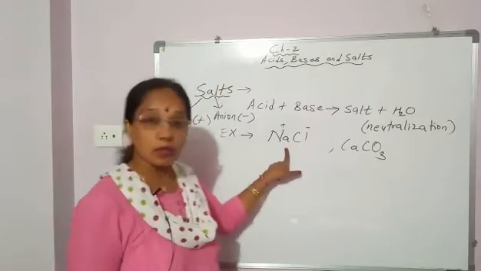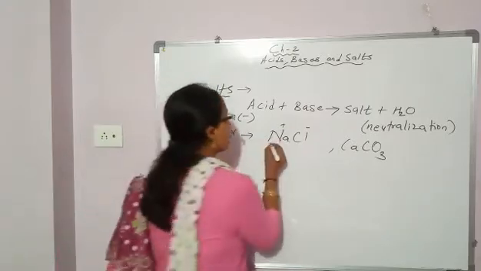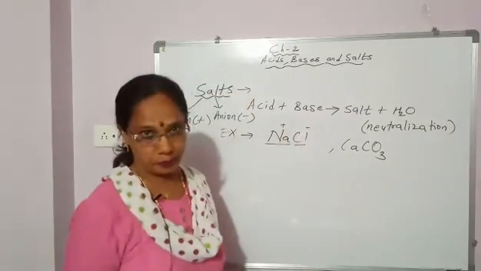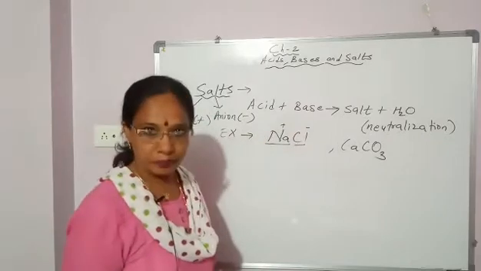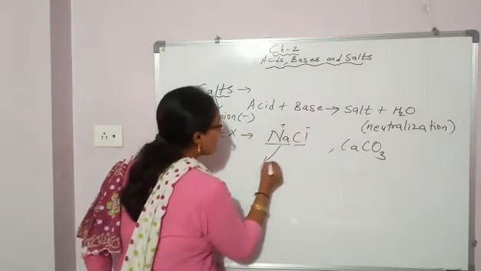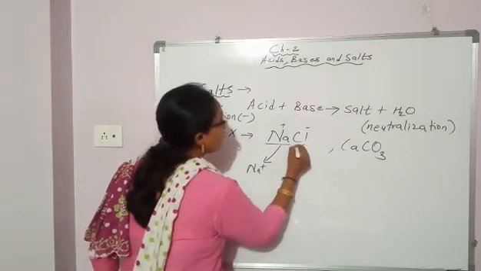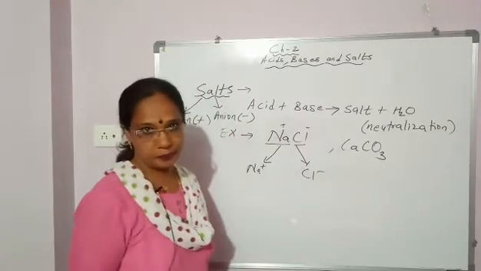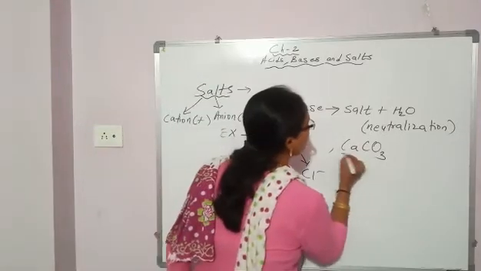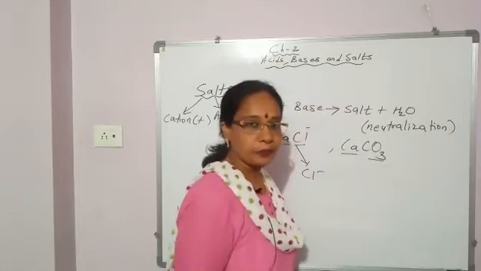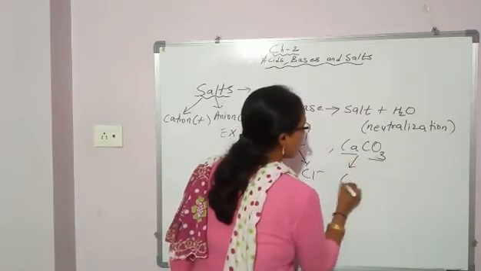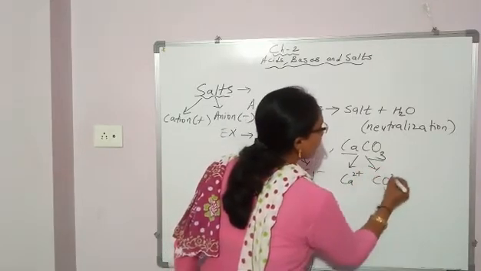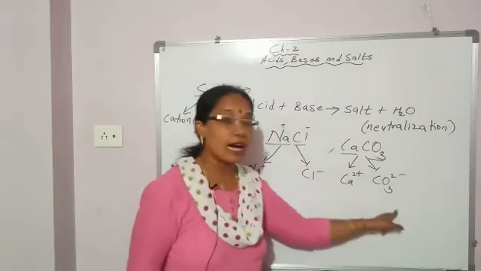For example, sodium chloride is a salt. Which is the positive part? Sodium ion. And which is the negative part? Cl minus, chloride ion. So this salt, sodium chloride, contains positive ion Na plus and negative ion Cl minus. In the same way, calcium carbonate is another salt. Which is the positive part here? Ca2 plus. And which is the negative part here? CO3 2 minus. Calcium ion, carbonate ion.